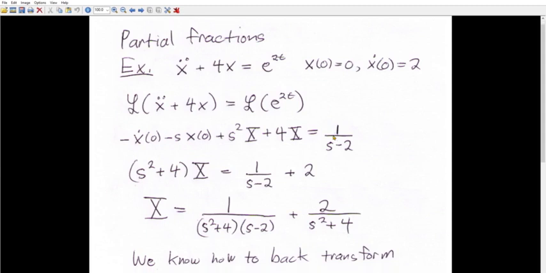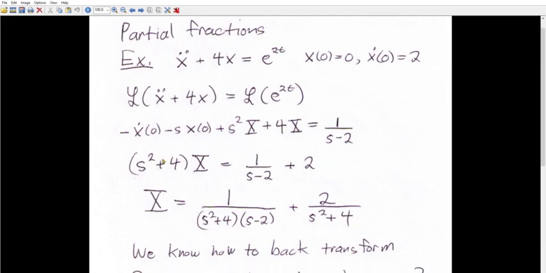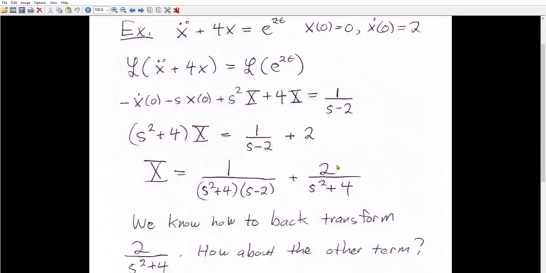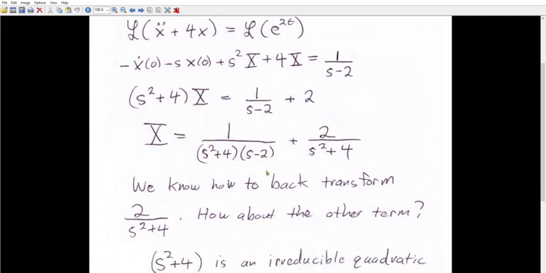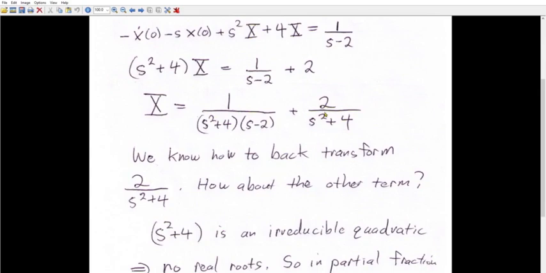And when we move everything except the capital X's onto the right-hand side, this moves over as a 2. This term is now 0. And there's the s² + 4 we picked up here. And when we divide through by s² + 4, we get 2 terms. 2 over s² + 4, which is really going to be pretty easy to deal with. And then this term, which looks like we're going to have to do partial fractions. Okay, so that is pretty clearly going to go back to a sine term.